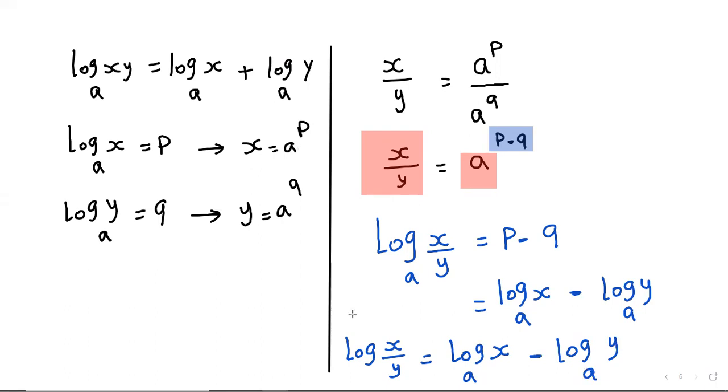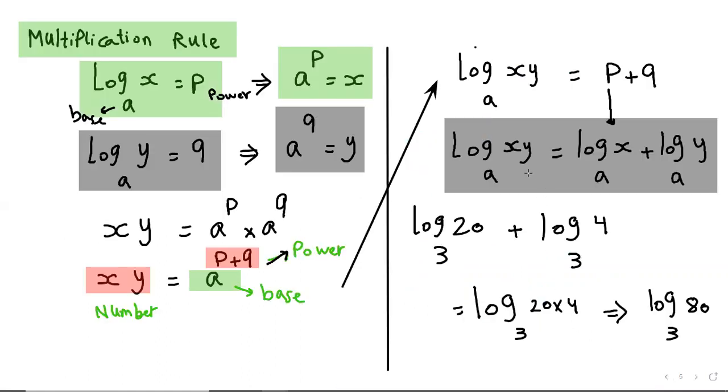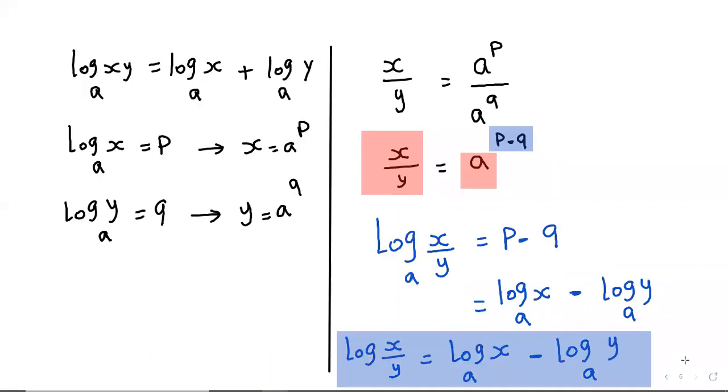That's it. So we have studied till now the multiplication rule. Let's have a look at it. The multiplication rule: log x times y in the base a equals log x in the base a plus log y in the base a. And also we have studied the division rule. Log x divided by y is the same as log x in the base a minus log y in the base a.